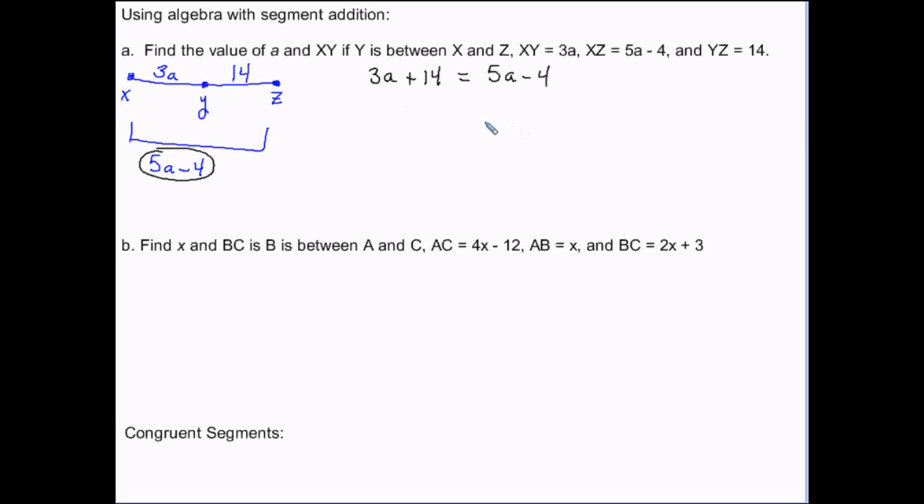Where did your 14 go? It's right here. Okay. So I just put a plus in between those two. So this section plus this section equals this whole thing. Does that get better? A little better, Jamie?